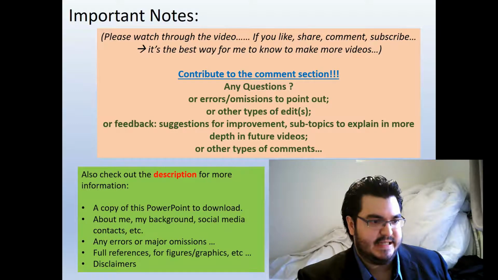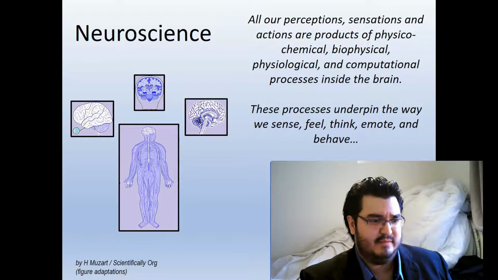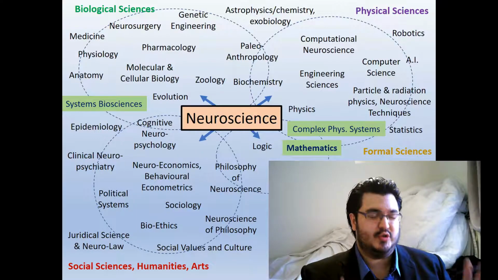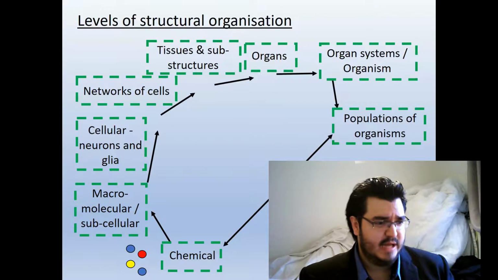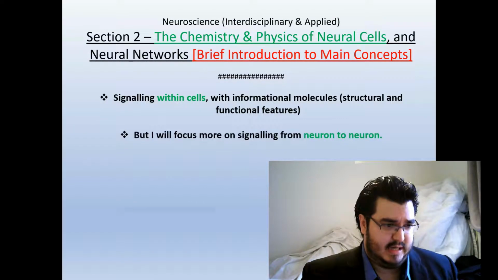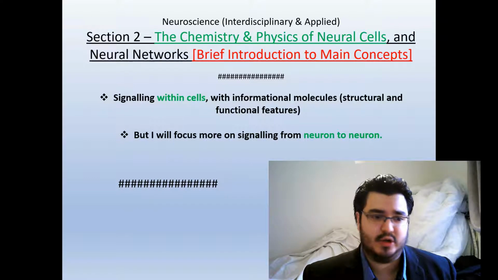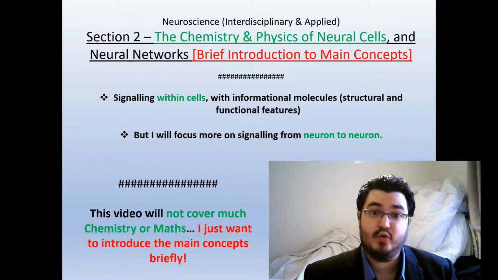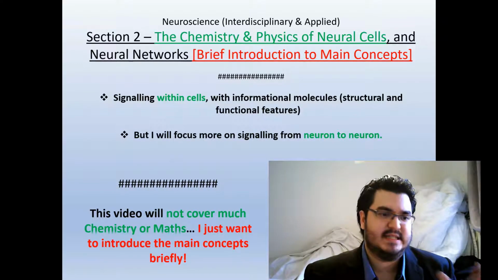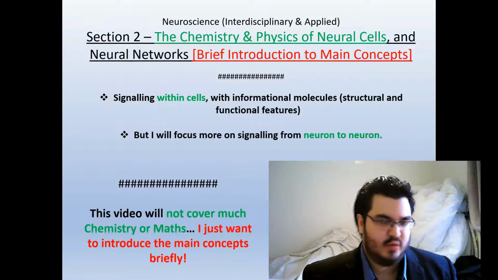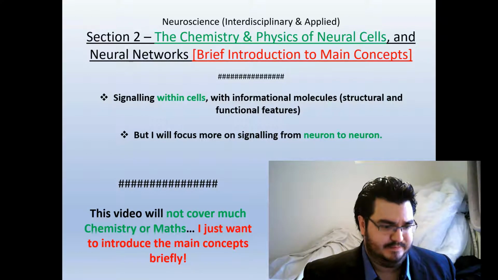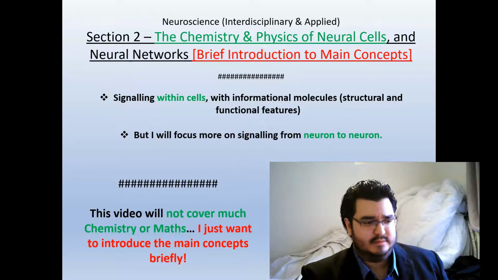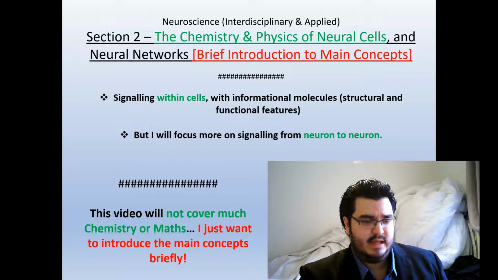So neuroscience, as we saw in the last video, is obviously very interesting, to me at least, and it can get very complicated. I just want you to get the main concepts in neuroscience. This video is going to be about the chemistry of cells, and two things: signaling within cells with informational molecules, and especially, the main thing I want to talk to you about, signaling from neuron to neuron, action potentials. We'll get to that as quickly as we can, and we'll look at some chemistry. There's not much maths in this video. These are concepts in brief, which I think you have to know for A level. Certainly at university, you will have to know these in a lot more detail.